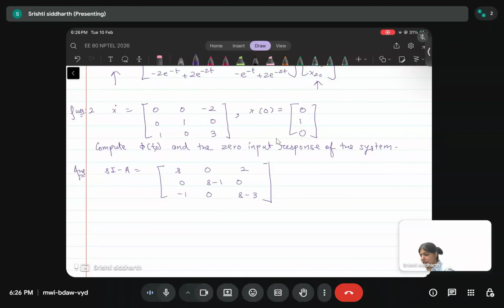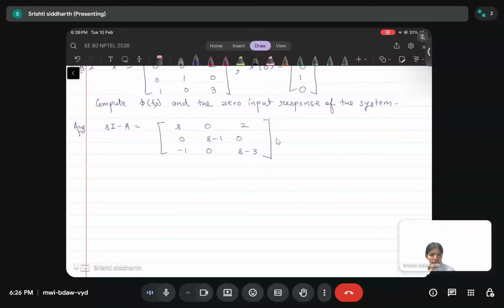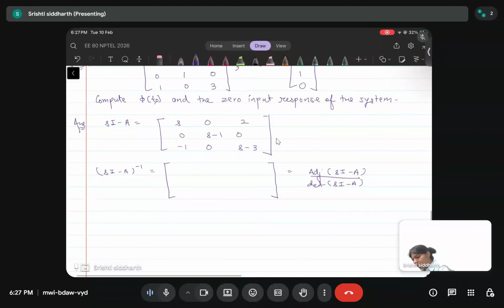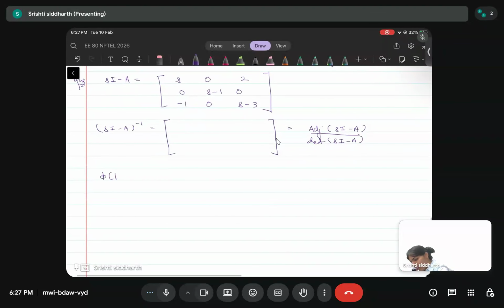We discussed in the last tutorial how to compute the inverse of a matrix. So I'm going to do the calculations and verify the expression for (sI minus A) inverse, which is the adjoint of (sI minus A) over the determinant of (sI minus A), or you can use any other method to compute the inverse of a large matrix. So I'll write down the state transition matrix directly. Phi(t).